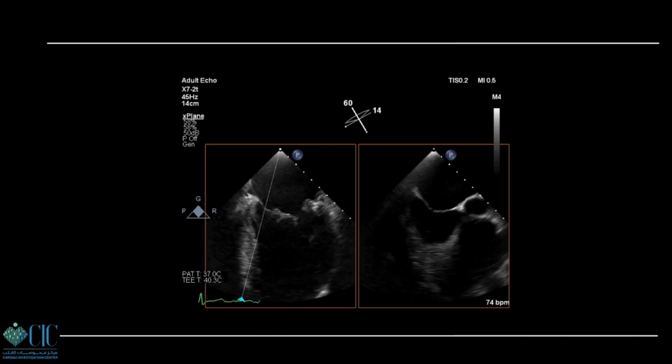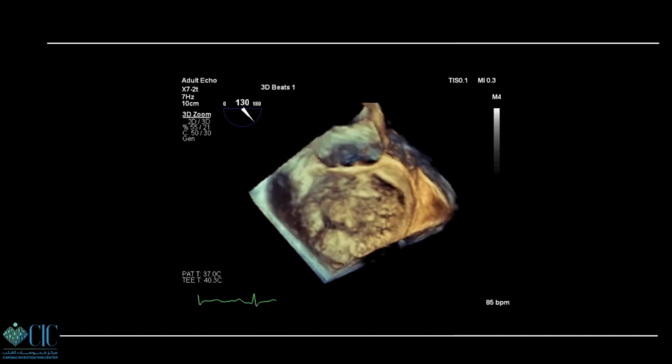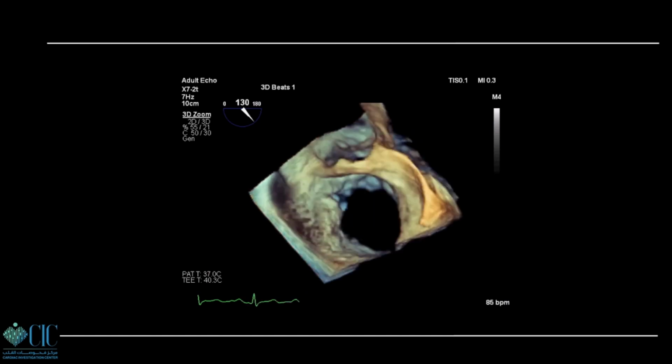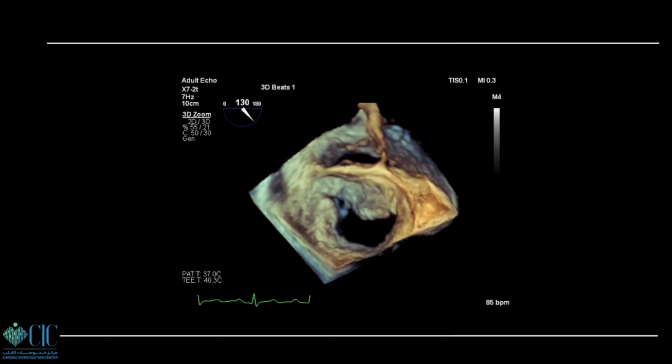3 and 3 were not so much affected, but there is at least billowing. 3D showed a very complex anatomy: anterior leaflet, A1, A2, A3, P1, P2, P3, and there was something like a commissural scallop.